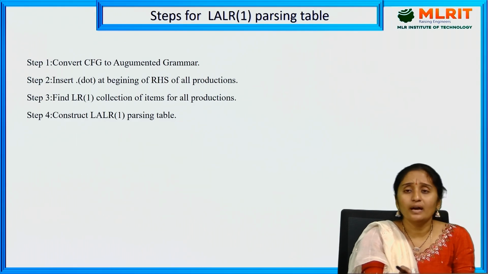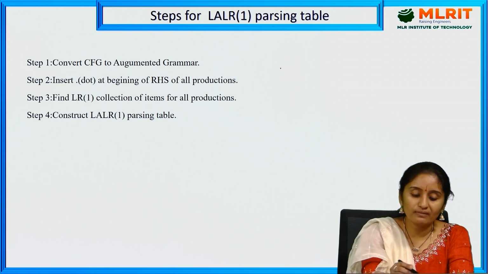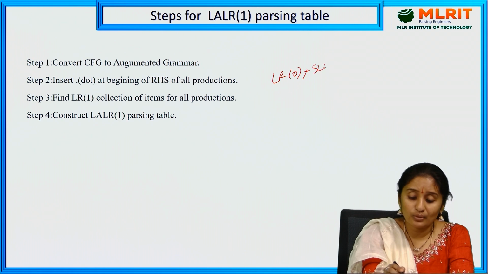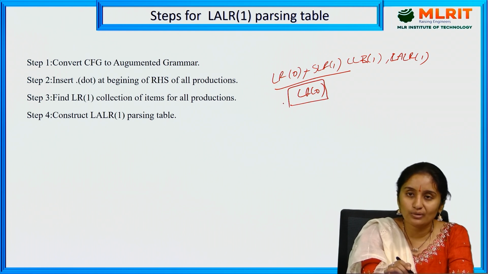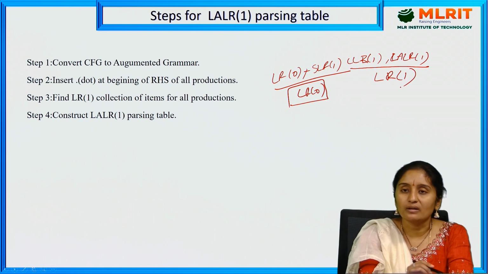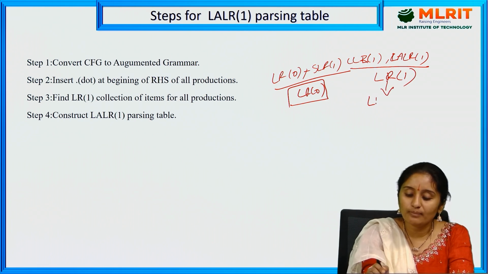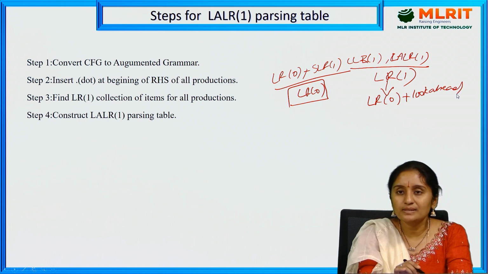There are 4 types of parsers in the bottom-up parser: LR(0), SLR(1), CLR(1), and LALR(1). LR(0) and SLR(1) are constructed based on LR(0) items. CLR(1) and LALR(1) are constructed based on LR(1) items. LR(1) is nothing but LR(0) plus look-ahead symbols. This is the only difference between these parsers.